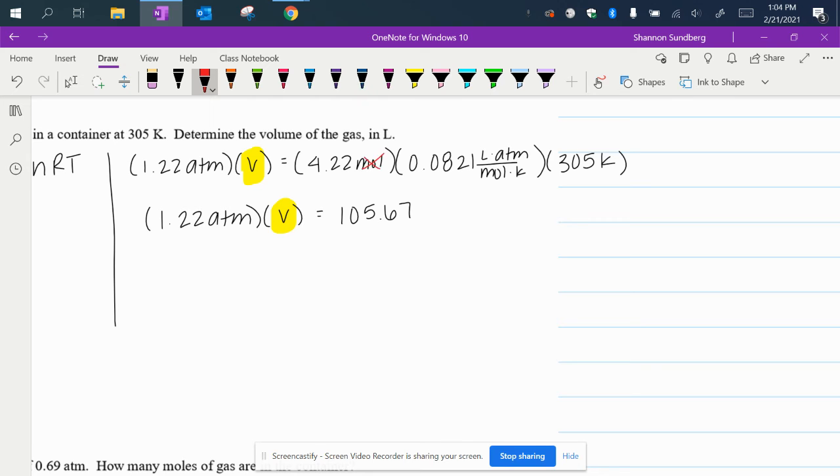And when you multiply these numbers together, you lose some units. They just cancel, you cancel moles, and you're going to cancel Kelvin. So the leftover units you're going to pull down are liters and atmospheres. Okay. In order to isolate the V on the left, we're going to divide each side by 1.22 atmospheres, or ATM.